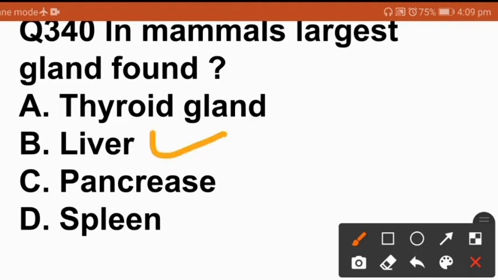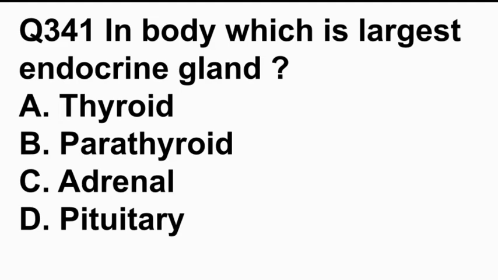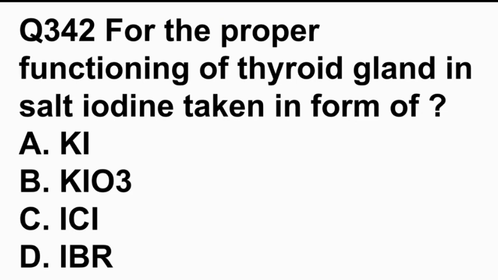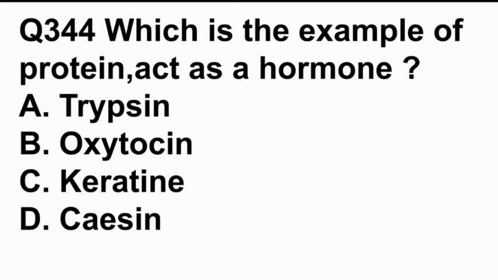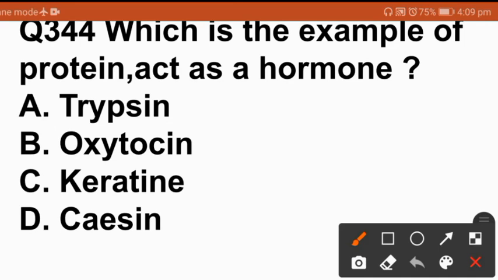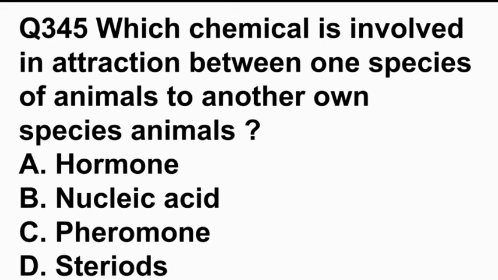In body, which is largest endocrine gland? A. Thyroid. For the proper functioning of thyroid gland, in salt, iodine taken in form of B. KIO3. Who discovered insulin? A. A.F. Beting. Which is the example of protein act as a hormone? B. Oxytocin.